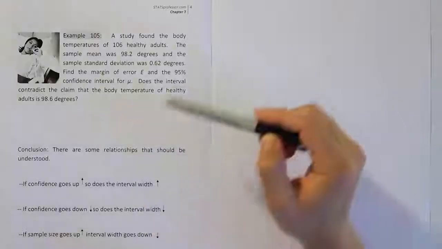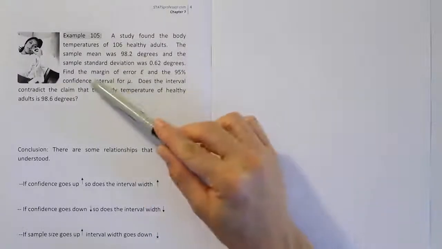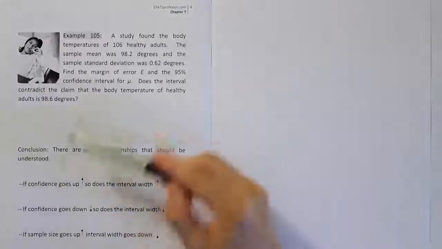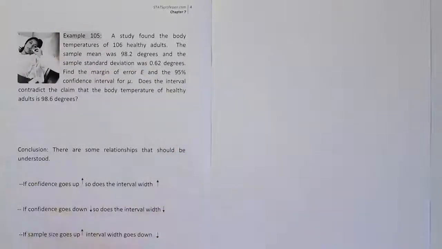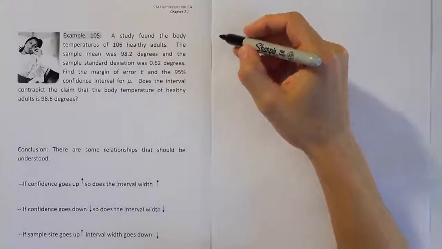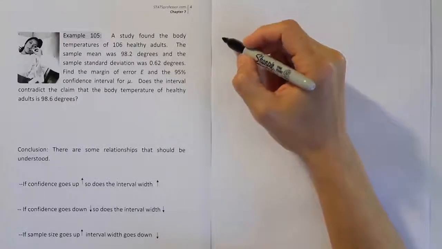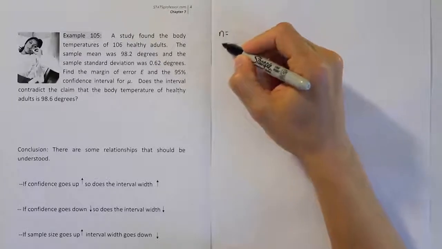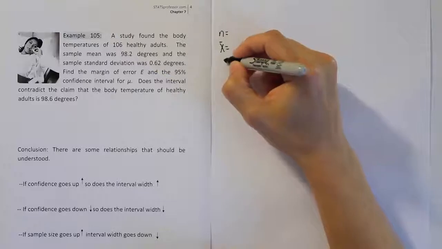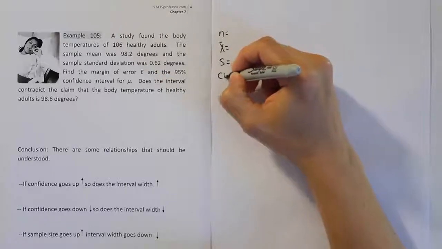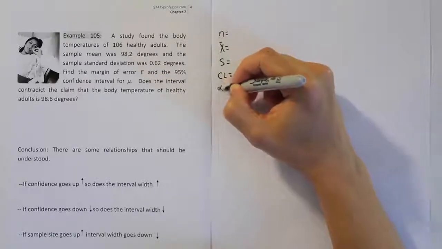All right, so when I read the problem, I can see that it's a 95% confidence interval that we're looking for. It also mentions we're trying to find the margin of error, but that's part of the confidence interval, so we'll get that as part of the process. Let's start by writing down all the information from the problem that's going to be useful for us. So we're going to need an n, an x bar, a standard deviation, and we'll need a confidence level, which will lead us to alpha.